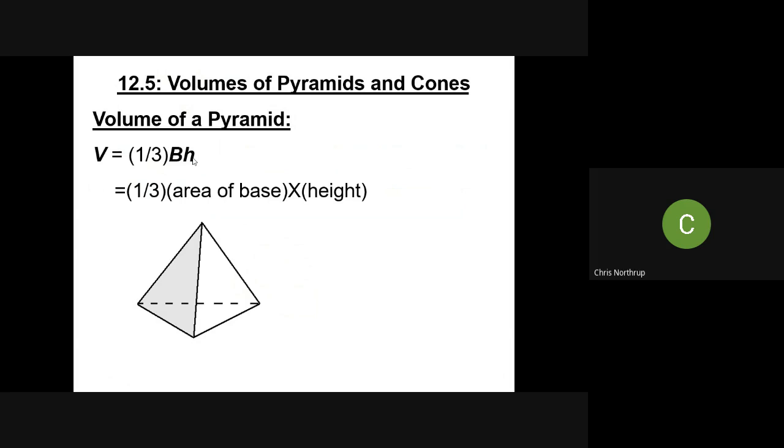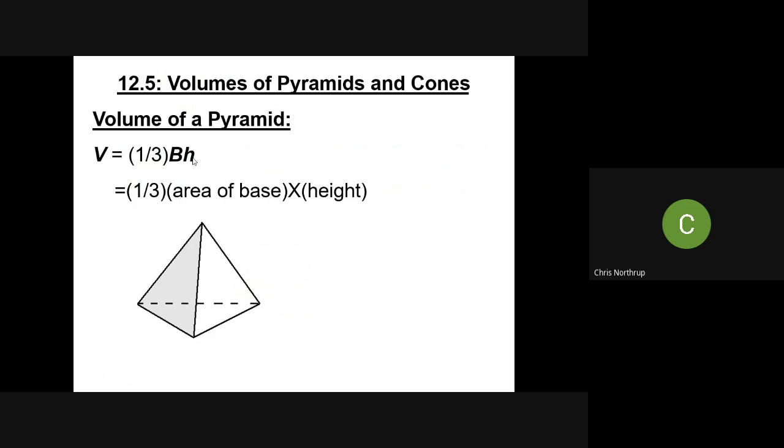That capital B is the area. That could be all kinds of things. It could be a regular hexagon, could be a triangle, could be really anything that we've talked about in chapter 11. So as long as you can find those two things, area of base and the length of the altitude, that will give you everything you need for volume of a pyramid.